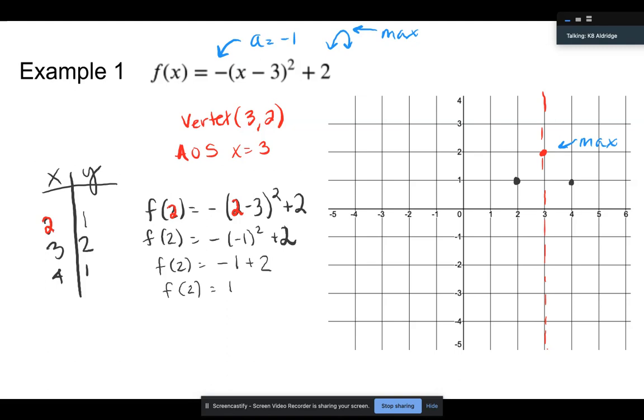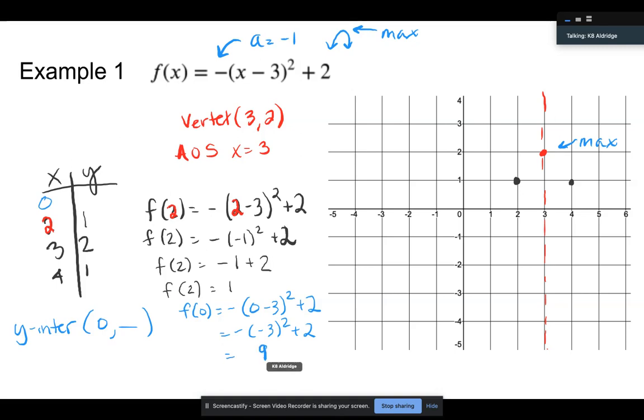Let's look for the y-intercept. The y-intercept, we always know x is 0. So when x is 0, let's see what y is. So f of 0 equals negative 0 minus 3 squared plus 2. Negative, 0 minus 3 is negative 3, squared, plus 2. Negative 3 squared is positive 9, but we need that negative. Oh, we get negative 7. So we have 0, negative 7. Right there. And then, of course, if that's 3 away, it's going to be 3 away here. Graph it out. Try to make your U very nice and pretty.